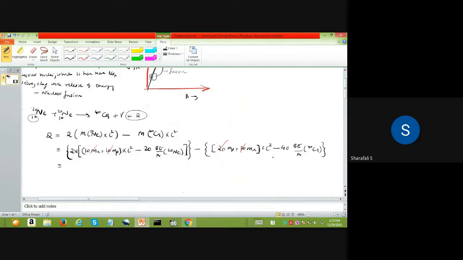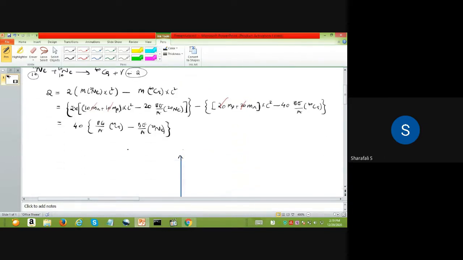Okay, minus minus, so this will become plus 40 times binding energy per nucleon of calcium. I will write 40 outside, and then I will write the positive term first. So binding energy per nucleon of calcium 40 minus binding energy per nucleon of neon 20. So this is the Q value or Q energy which is released.